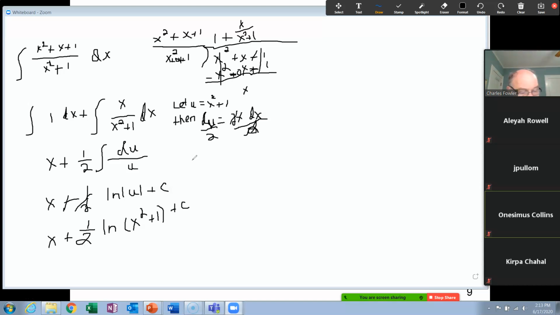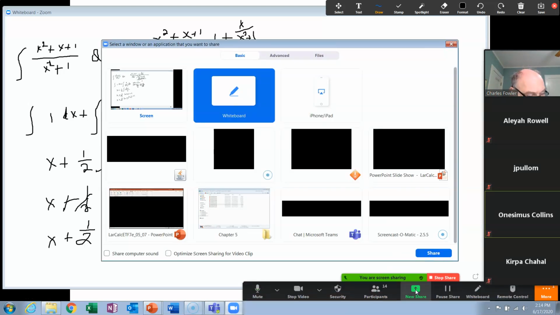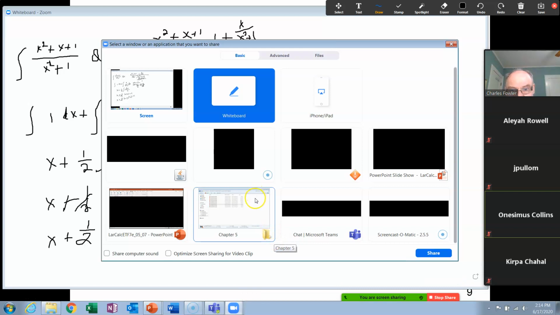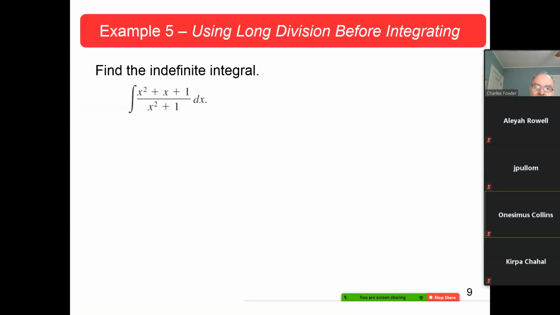Okay, that was example 5. So let's go back and see how they do. Was that example 5? Yeah, okay. And by the way, I didn't say it before, this is 5-7. I don't know why it went black on me. Okay. All right.